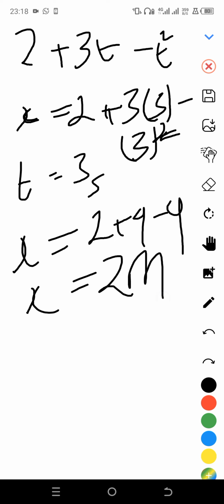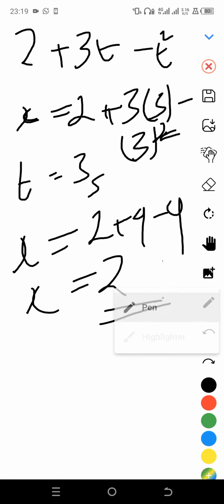So the position was just 2 meters. It is 2 meters. So this was the position of the particle. Now let's move on to question B.